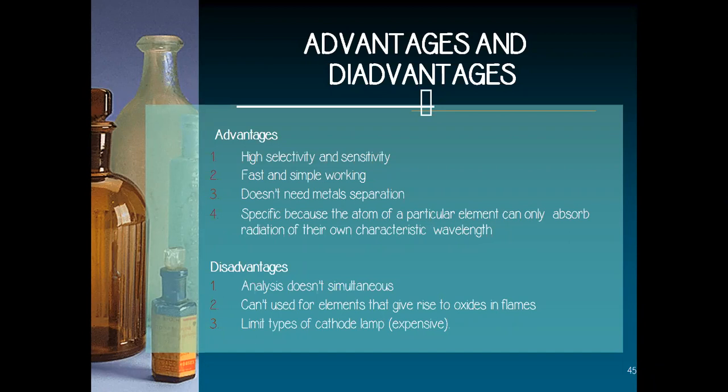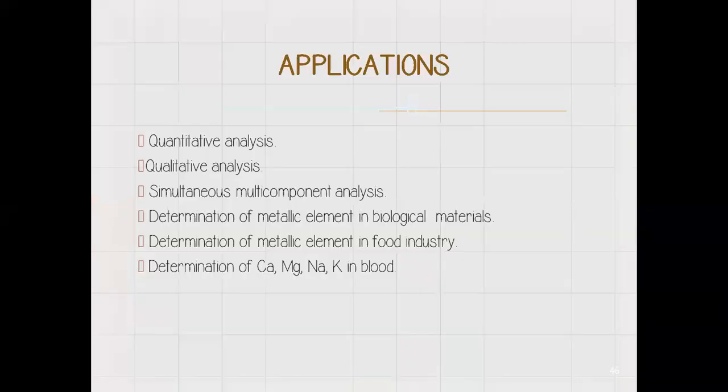ऐसे substances जो कि flame में आने के बाद oxidize होते हैं, oxidize में convert होते हैं, उनको हम analyze नहीं कर सकते हैं. It also limits because हमें यहाँ पे हर टाइप के एलिमेंट के लिए एक टाइप का कैथोड लैम्प चाहिए पड़ेगा, यानी कि इंस्ट्रूमेंट बहुत ज्यादा कॉस्टली हो जाएगी. But again, its advantages like high selectivity and sensitivity, very important. It is a fast and simple working method, therefore it is a very important advantage, and it doesn't require your metals to be separated if you are having a system which analyzes elements simultaneously. So it is very, very useful and advantageous.